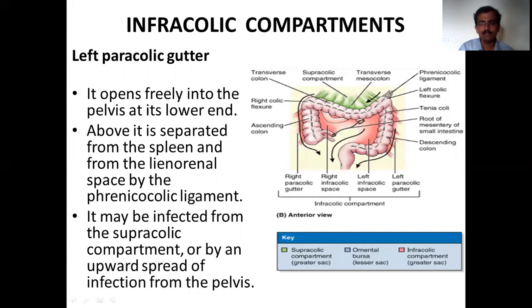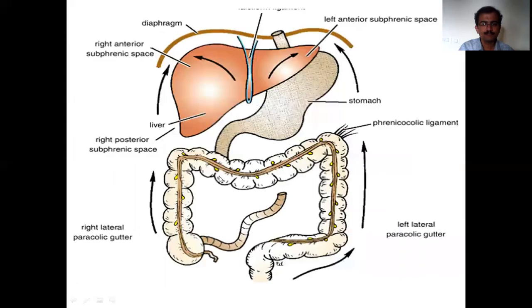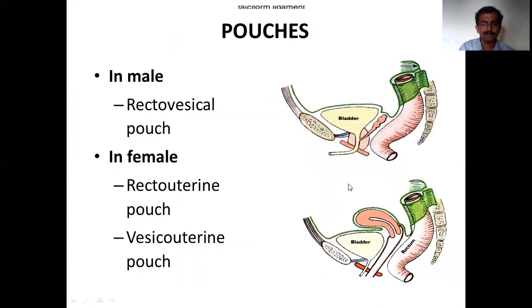Here you can see the ligament. So here you can see the direction of the fluids, if at all it is collected in the peritoneal cavity, the direction in the lying down position. From the right side paracolic gutter, it can go to the right subphrenic space, and from the left side, to the left paracolic gutter from the pelvic cavity.